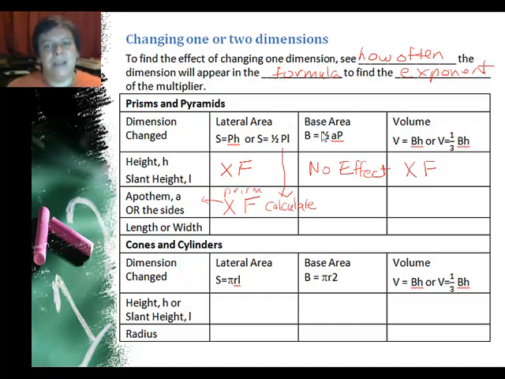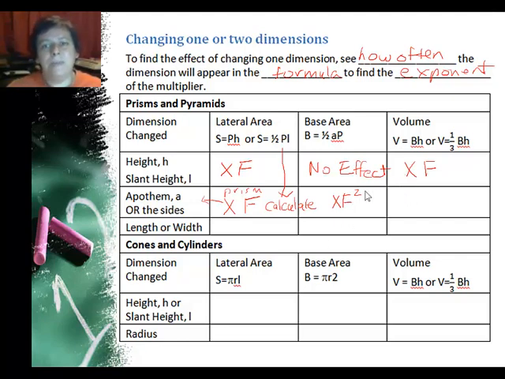Now on the bright side, for base area, it's much more straightforward. The apothem shows up right in the formula. But as I told you before, it also increases the perimeter. So in a way, it shows up twice in the formula. So you could say times the factor squared.